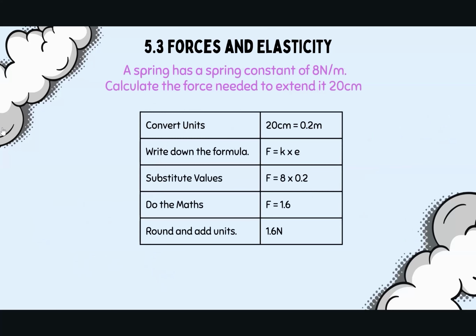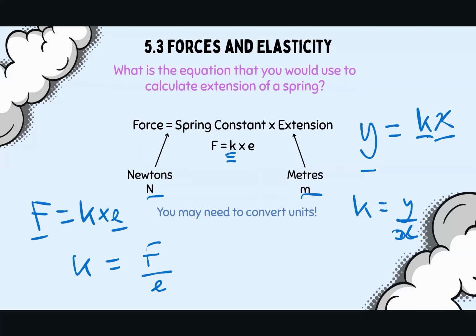So this question: a spring has a spring constant of 8 newtons per meter. Calculate the force needed to extend it 20 centimeters. Extension is in meters. Now, when you do your exam, you're going to be given every single formula, but you're not going to be told the correct units that you have to convert into. You need to know this one beforehand. There's a lot of people going into physics at the moment thinking, I'm going to be given everything. It's not the case. You won't be given units.